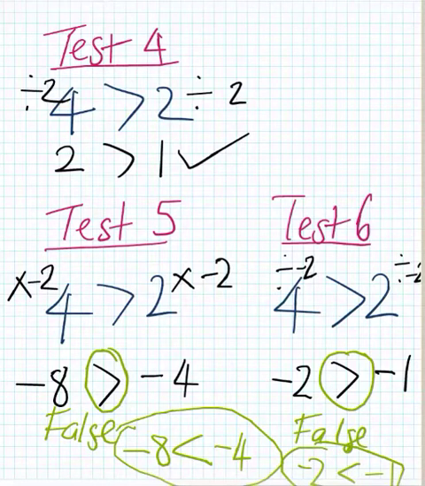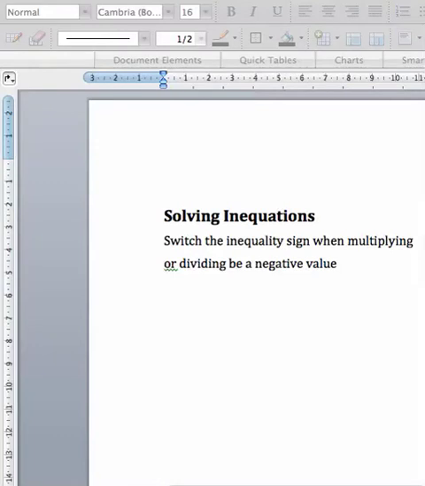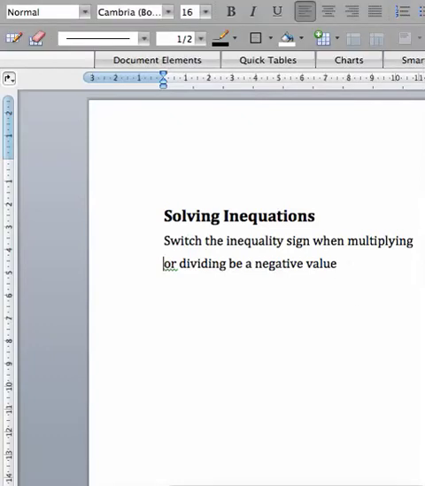So write this point down, and that is, when solving inequations, you need to switch the inequality sign when multiplying or dividing by a negative value. Okay? And that's basically it. So you solve it as you would normally. Just when you divide or multiply by a negative value, you must switch the sign. So let's do a few examples to understand how to do this.